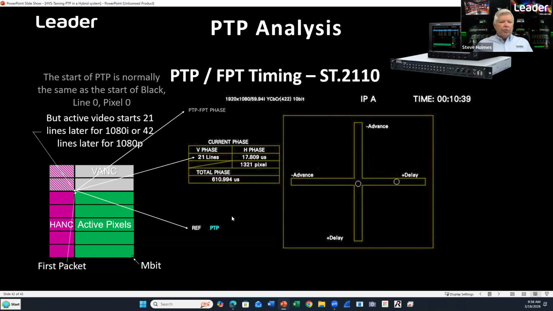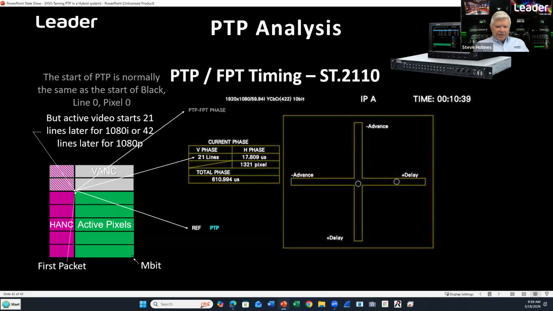So there are three pieces that we want to make sure are in time with each other. You need to make sure the PTP and black are perfectly in time with each other, PTP and the RTP timestamp, and PTP and first packet time. Now, the most critical is the PTP and black and the PTP and first packet time.